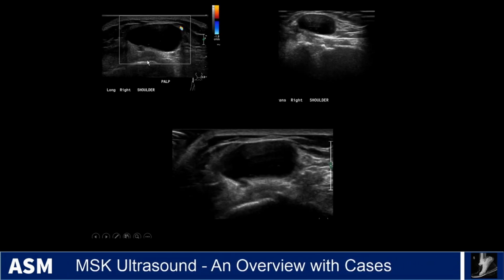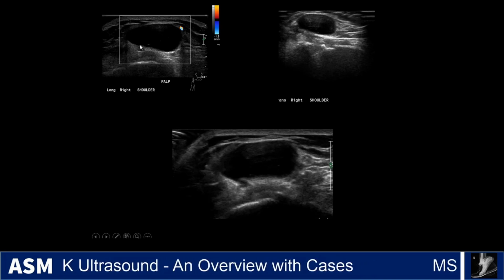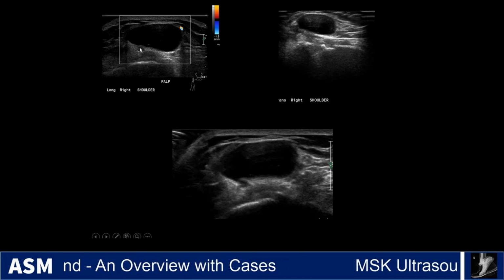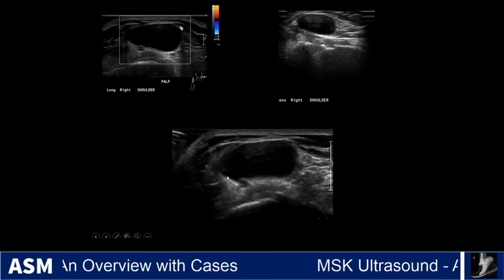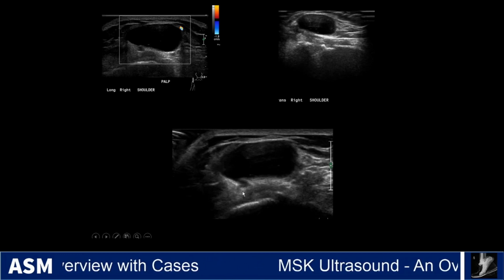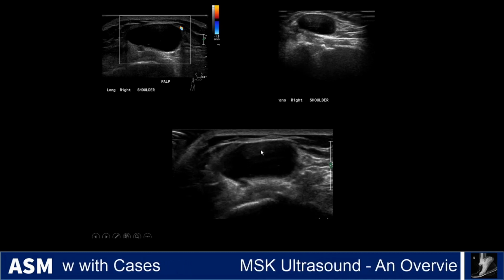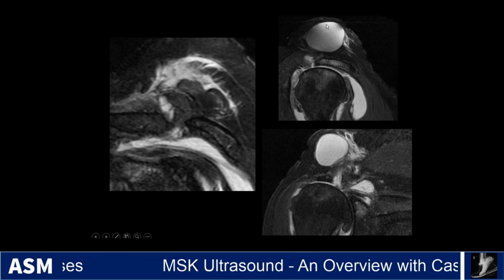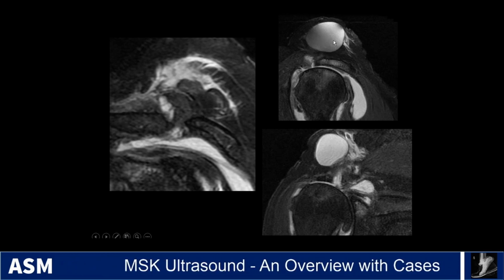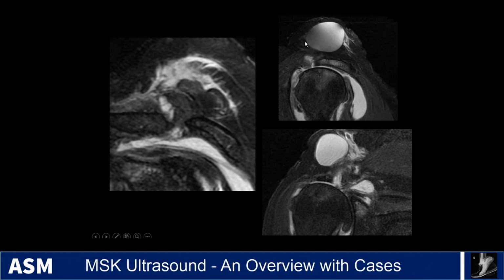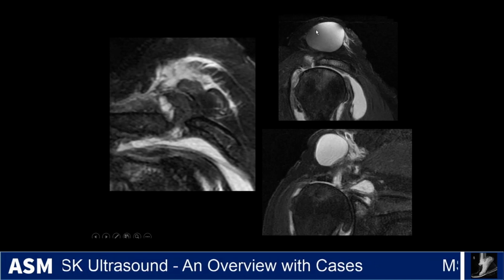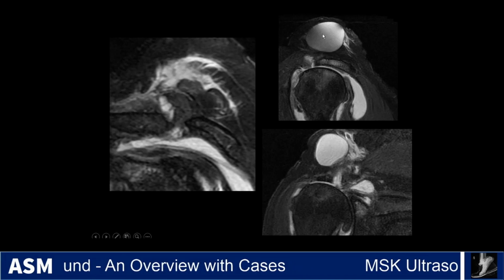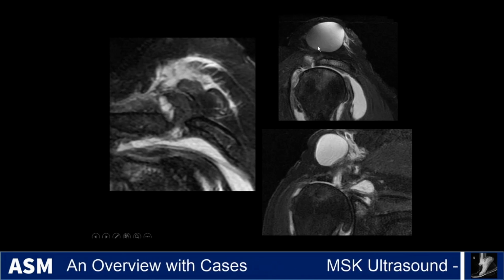And then when we went up, you saw this rounded anechoic structure, and when you scrolled through on the cine, you saw a little tail coming down to the AC joint. So this is a cystic structure that communicates with the AC joint, typical location, no internal flow, and here's the corresponding MRI showing this cystic looking structure, which the PD signal is similar to that of what we saw with the myxoid liposarcoma, and so it was good to check it out with ultrasound, make sure there was nothing inside of it that was vascular or solid.